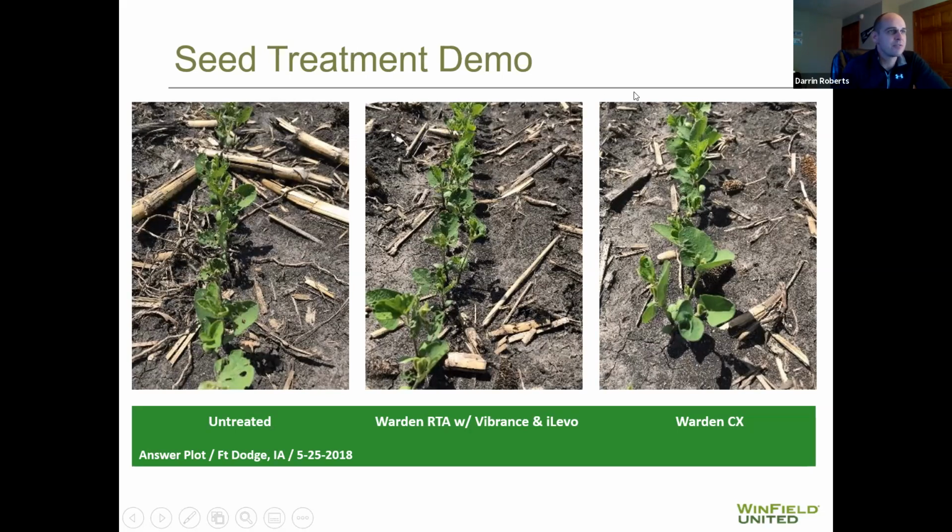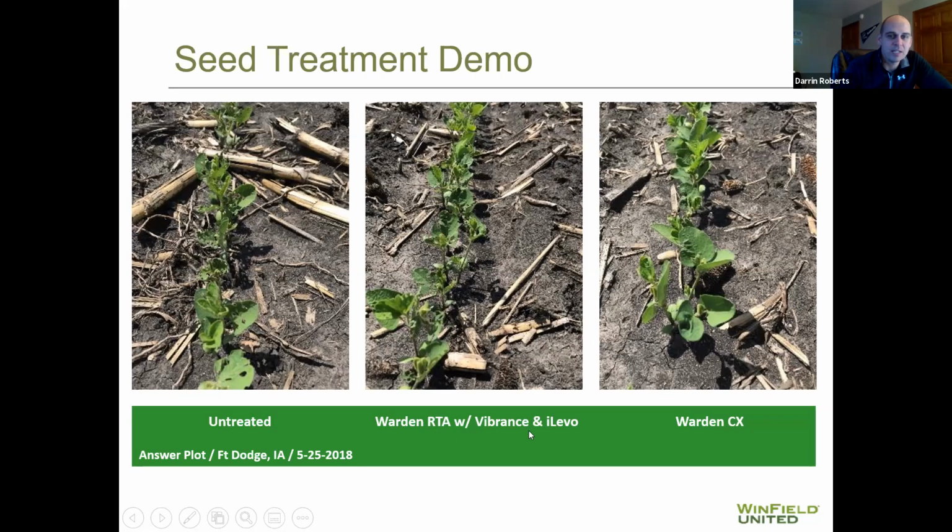So I threw this in here. This is from our seed treatment demo from a couple of years ago, Fort Dodge answer plot 2018. This could have easily been from a number of different answer plots across the state that year. We had heavy bean leaf beetle pressure early on in the season. And so these were 4-row plots, and it was to the row, the feeding, okay? So the first plot was untreated. You can see the shot holes for the feeding through those plants looking pretty ragged.